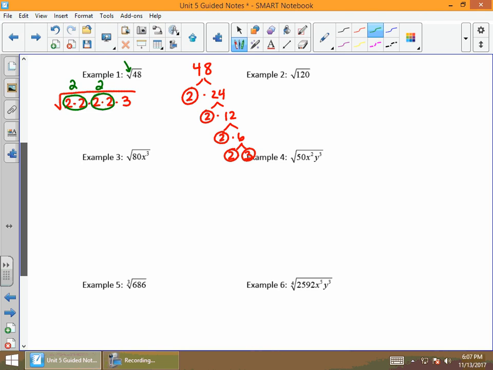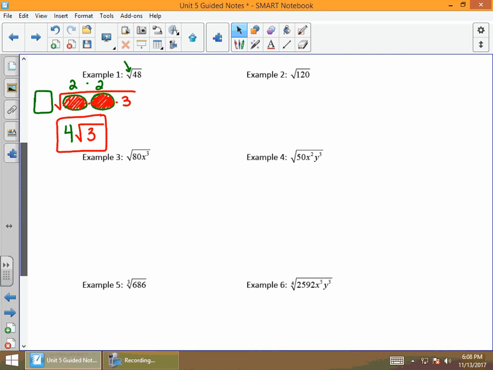Now on the outside, multiply everything on the outside. I don't see anything here, so I don't have to worry about that. But I have two 2's, and 2 times 2 is 4. Now inside the radical, these 2's are gone. They got pulled out, so I don't worry about them anymore. What is still left in there is a 3. So my final answer is 4 radical 3. That is the simplified radical.